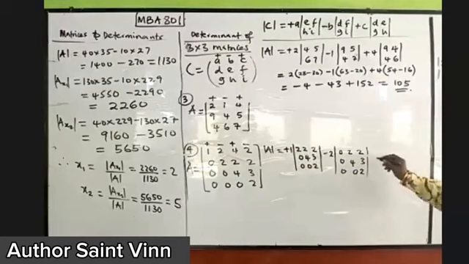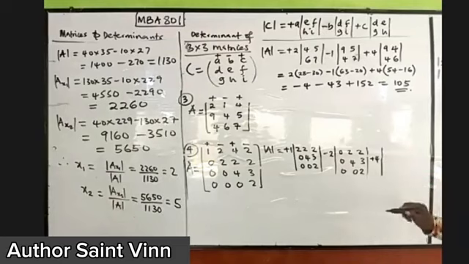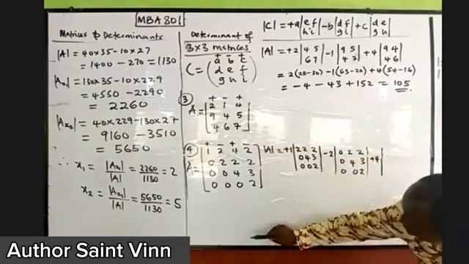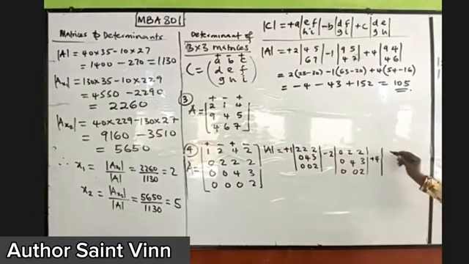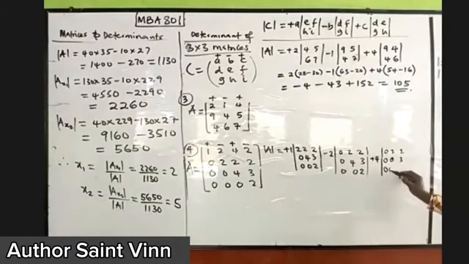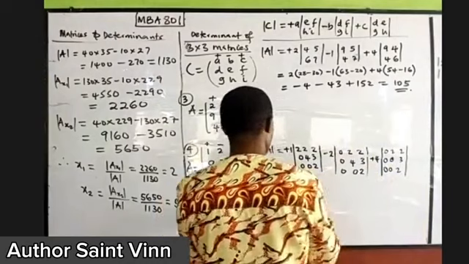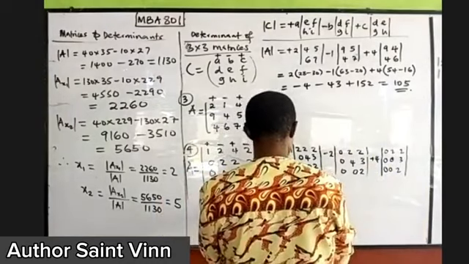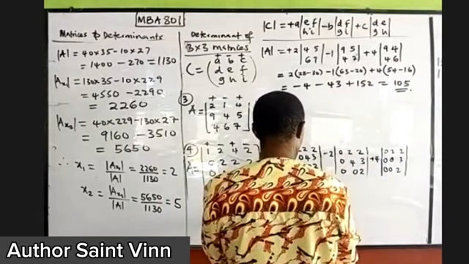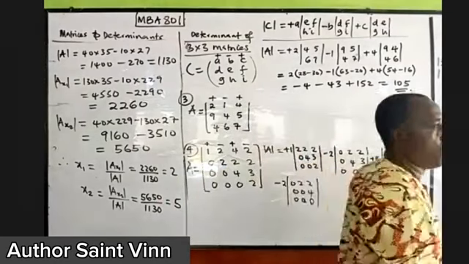Then the next one is plus 4. So I left it 0, 2, 2; 0, 0, 3; 0, 0, 2. Then we'll continue. Minus 2, and that one is clear. 0, 2, 2; 0, 0, 4; 0, 0, 0. Is it clear?